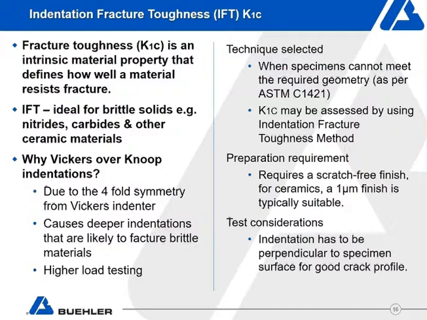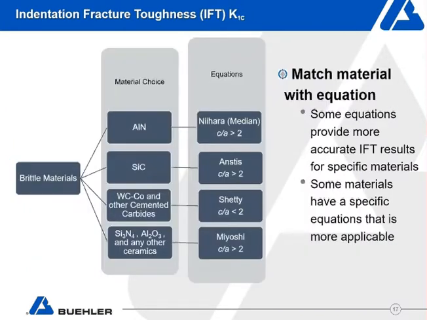And something else to also take into account, you also have to ensure that whenever you're doing an indentation, the indenter is perpendicular to the specimen that you're looking at to get a good crack profile. So for indentation fracture toughness, I mentioned it's ideally suited for brittle materials. And in this case, I'm giving an example for those guys working with aluminum nitride, or if you've got silicon carbide as material of choice.